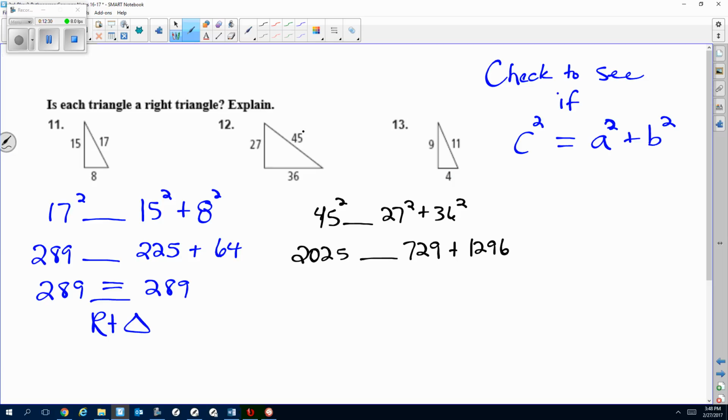2025, right? So we get 2025, 729 plus 1296. Yep, that's going to be 2025 as well. They're equal again. So this is yes. We have a right triangle.